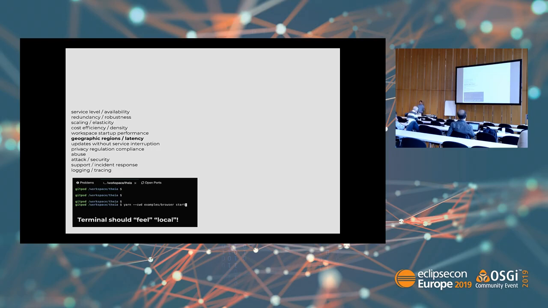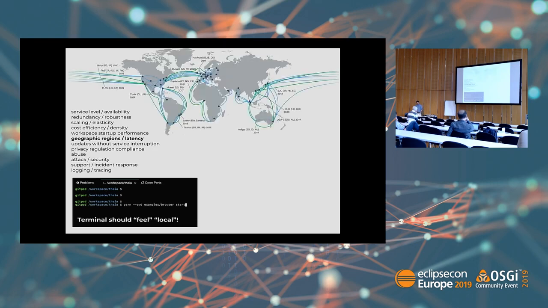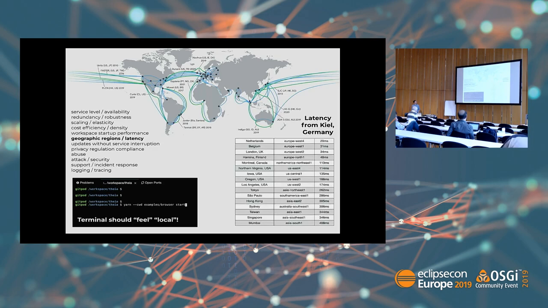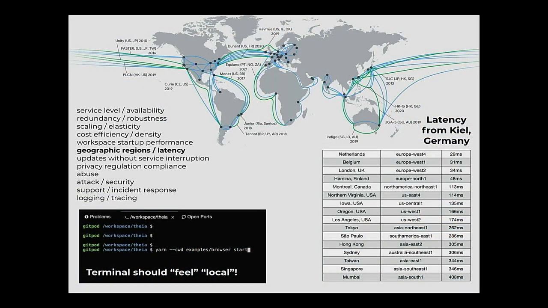Same with content assist. When I press control space, I want a quick content assist. And that is not so easy to realize with a cloud IDE because our planet Earth is pretty big and users come from many different locations. And the speed of electrons is not infinite, so we actually have some latencies. I measured this from our office in Kiel in Germany, and we can see that to the Netherlands, for example, we have a latency of 29 milliseconds, but to Mumbai, for example, a latency of 408 milliseconds.